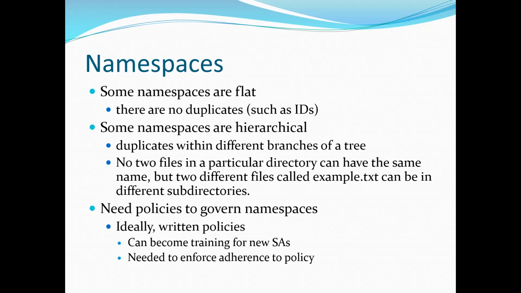Some namespaces are flat, which basically means there are no duplicates, right? In particular, like IDs. IDs should always be unique. Some namespaces can be hierarchical, with duplicates within different branches of a tree. But no two files in a particular directory can have the same name. Two different files called example.txt can be in different subdirectories. That's a very common thing.